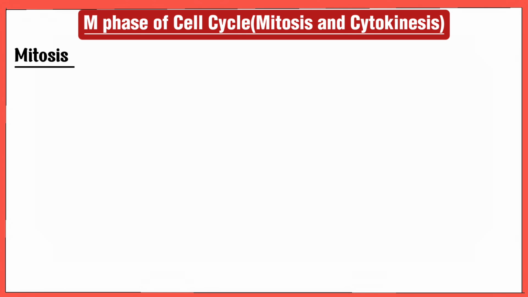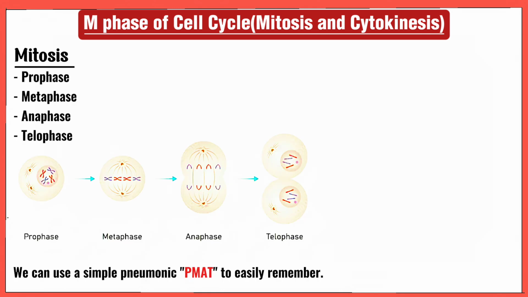So this mitosis is further broken into four phases, which are Prophase, Metaphase, Anaphase, and Telophase. We can use a simple mnemonic like PMAT to easily remember the phases that are in mitosis. Remember, we said that they are prophase, metaphase, anaphase, and telophase.